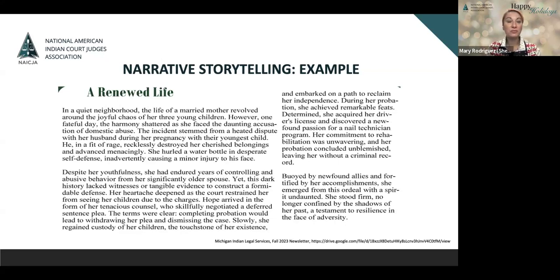Again, as reporting is required, we also want to show off all the work that you are doing. We also want to show off why it's important to keep funding the TCCLA grant and to keep funding legal services and public defense in tribal communities.